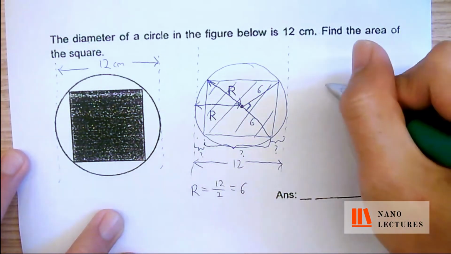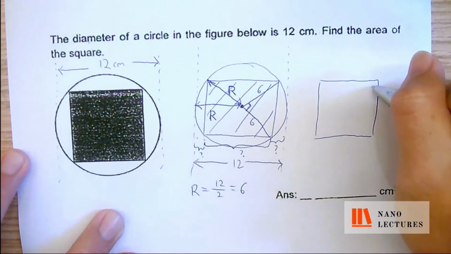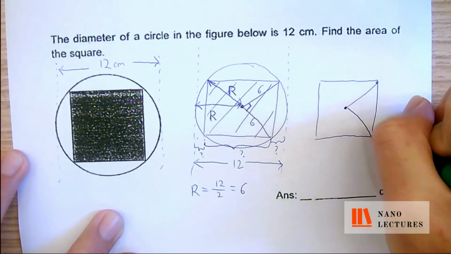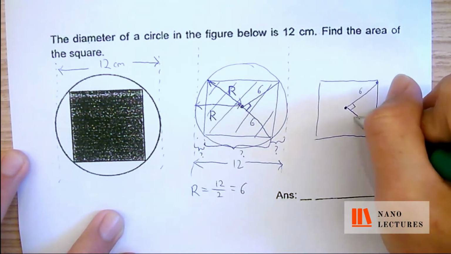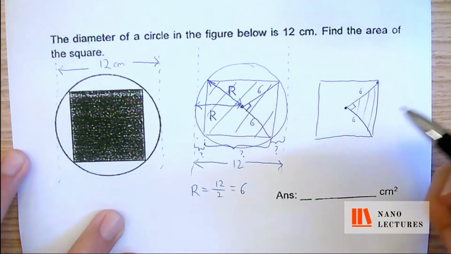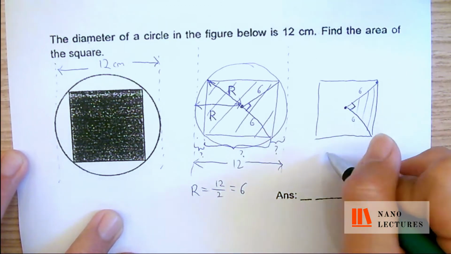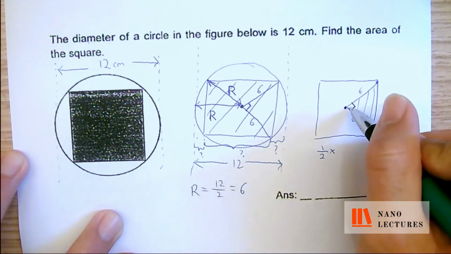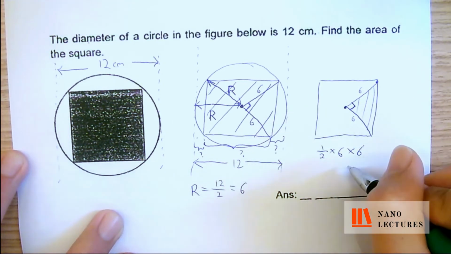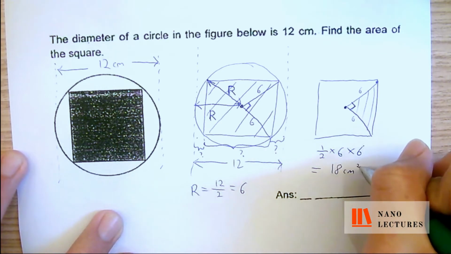If I were to redraw this model again into a square, okay, if this is 6, this is 6. Can I find one triangle? Can, right? I can, because your teacher taught you before. To find a triangle, if here is 90 degrees, you take half times base times the perpendicular height, which is 6. So what is half times 6 times 6? If you throw inside a calculator, this is going to be 18 cm squared.